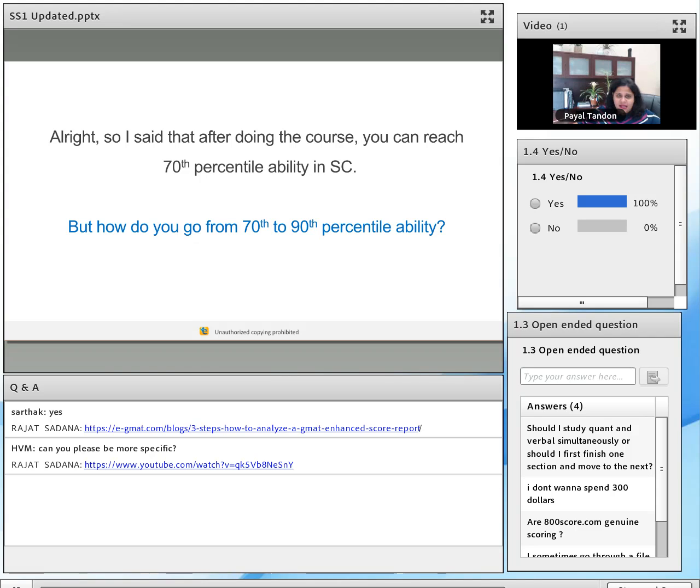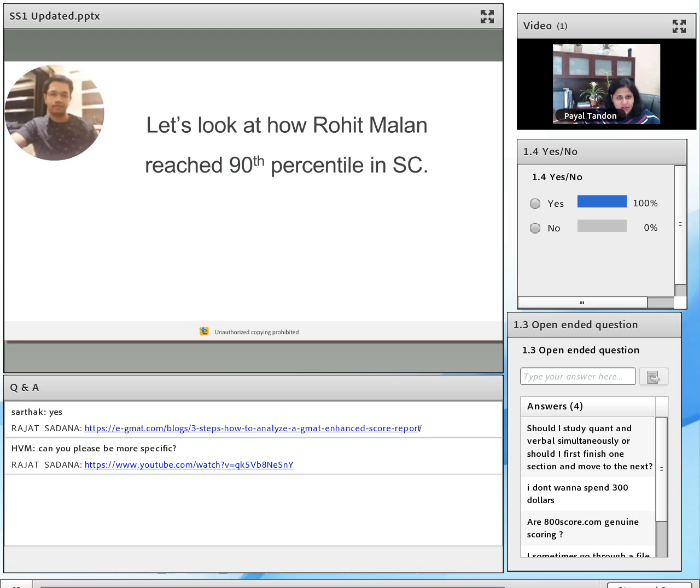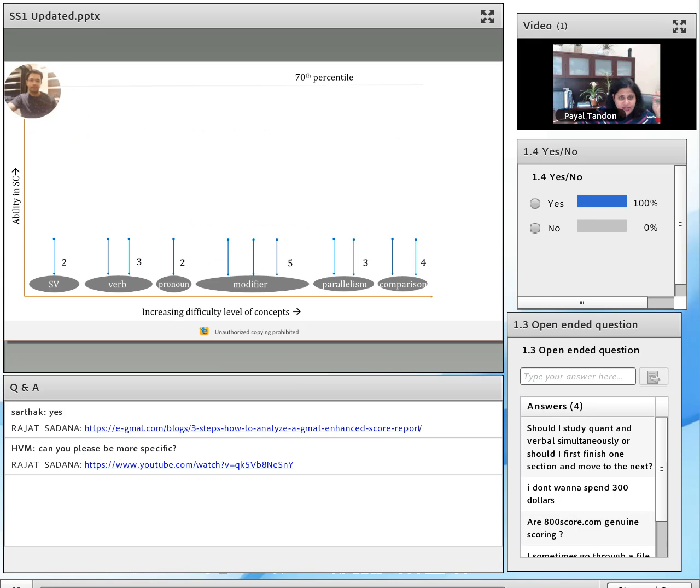Now, what I said is that by going through the course, you can go from your starting ability to the 70th percentile. But how do you go from that 70th to the 90th percentile? For that, you need to cement the methods. Okay. Now, what I'm going to show you is how Rohit Malan reached that 90th percentile in SC, and he got a V41 with the 90th percentile in SC.